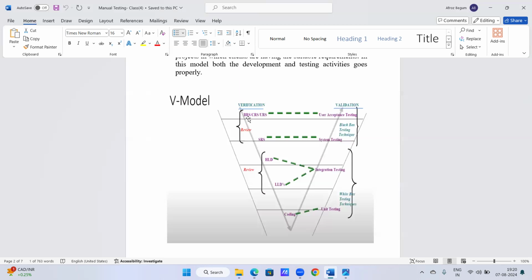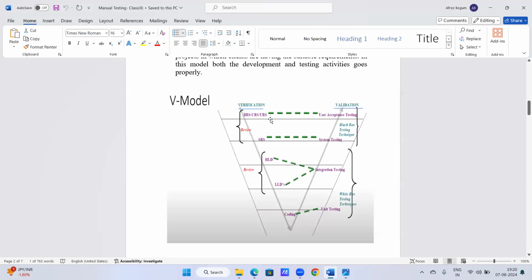So BRS document, what exactly it is, what it contains. Basically, this document contains the business requirements. Business requirements means whatever the requirements given by the client will be noted in the BRS document. So who will prepare this document? Do you have any idea, Vinod? BA, business analyst. Yes, we can say the business analyst team prepares this document.